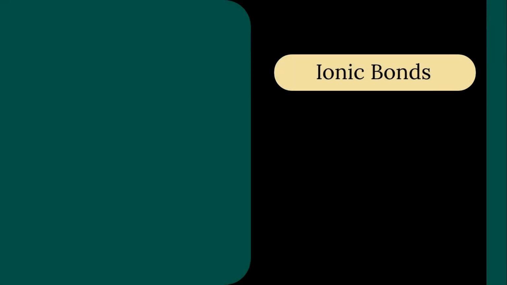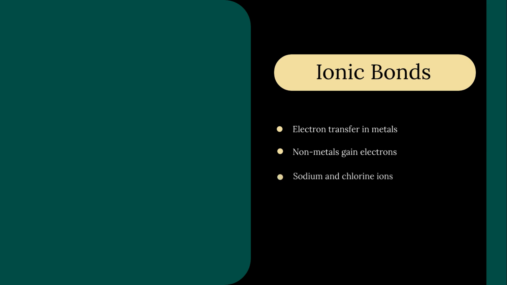Ionic bonding involves the transfer of electrons. It typically occurs between metals and nonmetals. Metals lose electrons, forming positive ions, while nonmetals gain electrons, forming negative ions. Sodium and chlorine form ions by transferring electrons, achieving full outer shells. The resulting electrostatic attraction forms a strong ionic bond.